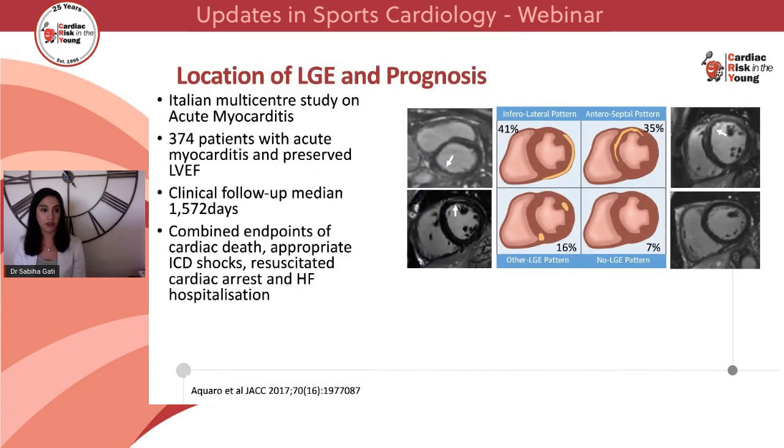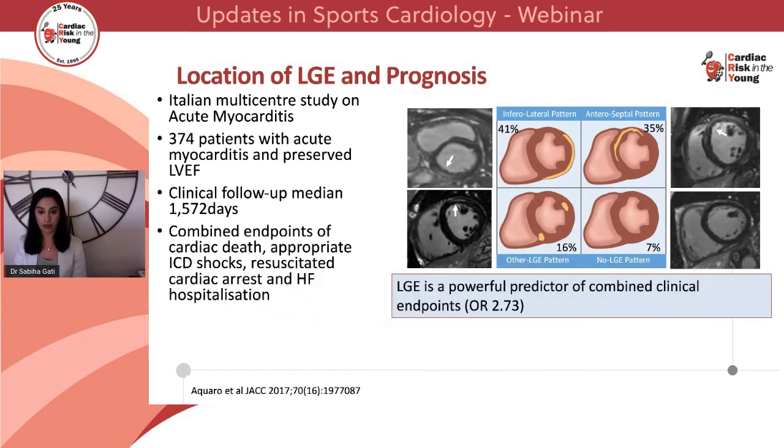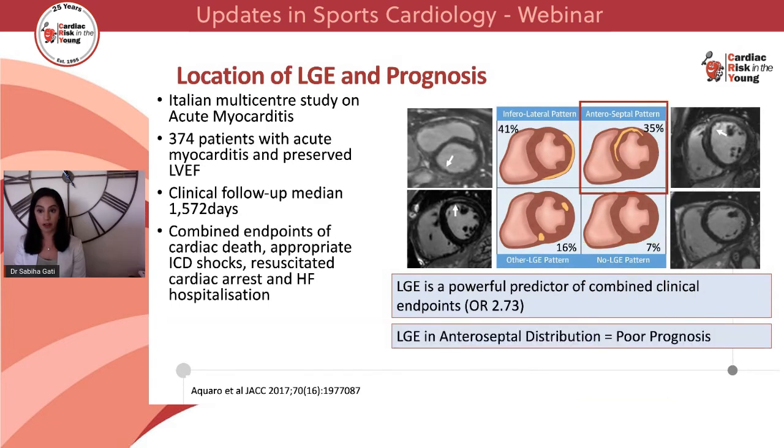In this study, the authors looked at 374 patients with acute myocarditis, and this time preserved left ventricular ejection fraction. Again, they followed these individuals up for a median follow-up of around 4 years and assessed their combined endpoints of cardiac death, appropriate ICD shocks, resuscitated cardiac arrest, and heart failure hospitalization. And again, they showed that late gadolinium enhancement is a powerful predictor of your combined clinical endpoints. But if you had an anteroseptal distribution of late gadolinium enhancement, as I've shown you in these examples, then that's associated with a worse prognosis.